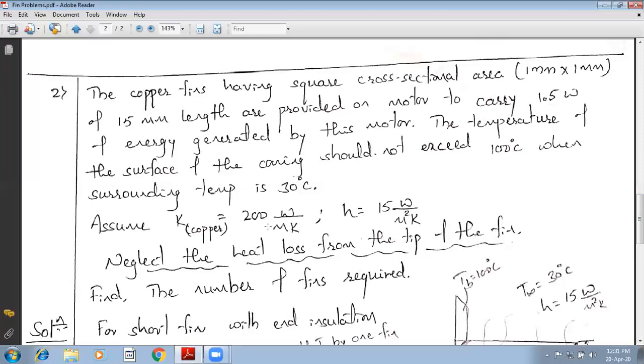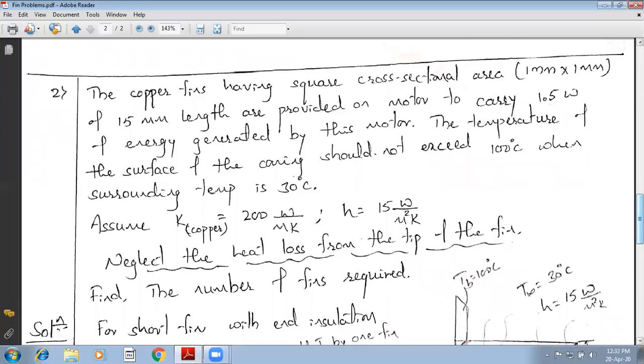Now, he has given the properties of the fin material. The thermal conductivity is 200 and the value of h is 15 watt per meter square Kelvin. He has given a hint that there is no heat loss from the tip of the fin. We can consider this as fin with end insulation or tip insulation. Now that is a hint given in the problem. Now you need to find the number of fins required.